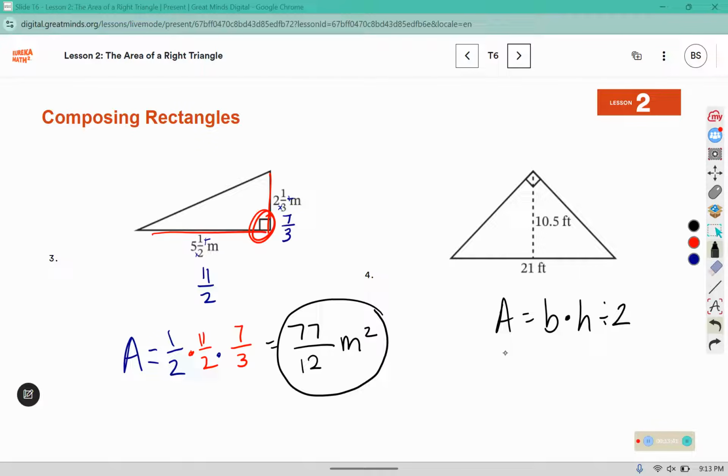For this one, we have a base of 21, a height of 10.5, and then since it's a triangle, we divide it by 2. 21 times 10.5 is 220.5. Half of that is 110.25.